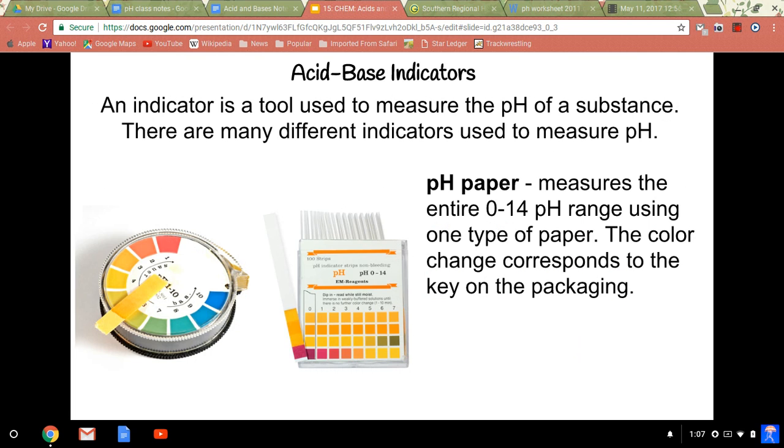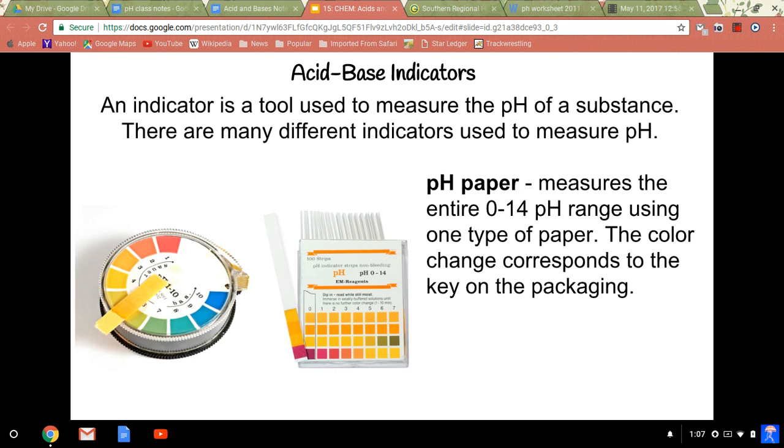We talked about litmus paper before, and we talked about pH indicators before, and I want to talk about one more called pH paper. pH paper, like you can see, has a range of colors to give you a whole range of pHs for different substances. So you dip the paper in whatever the solution is, and then you would match it up to the scale that you see here to figure out an approximate pH for whatever you tested.